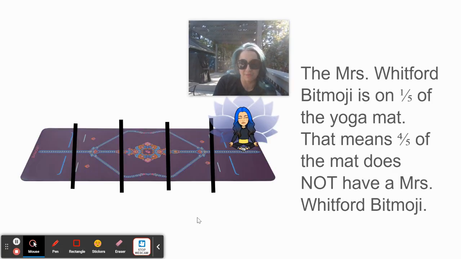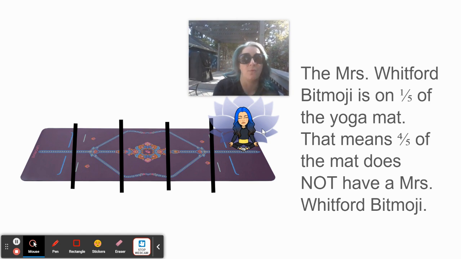Here we go. Okay, so now I have my fraction. So I took a Bitmoji of Miss Whitford and I put the Bitmoji on 1/5 of the yoga mat. So if you want to think of it as like this part is shaded in. So the Mrs. Whitford Bitmoji is on 1/5 of the yoga mat, and that means that 4/5 of the yoga mat does not have a Mrs. Whitford Bitmoji.